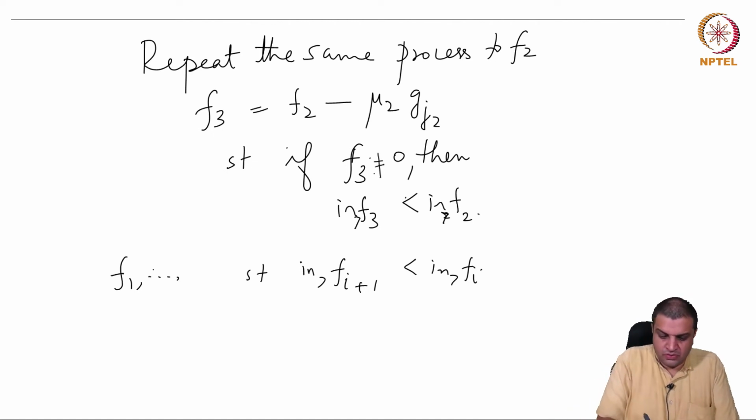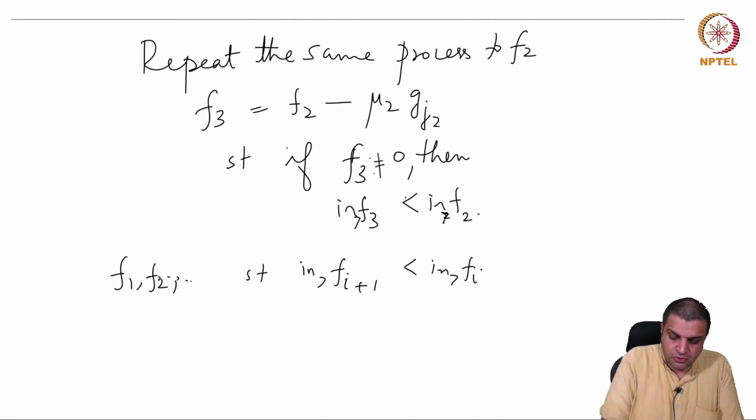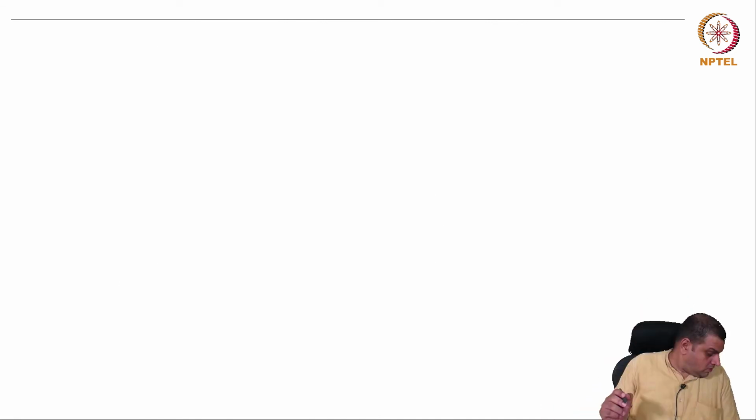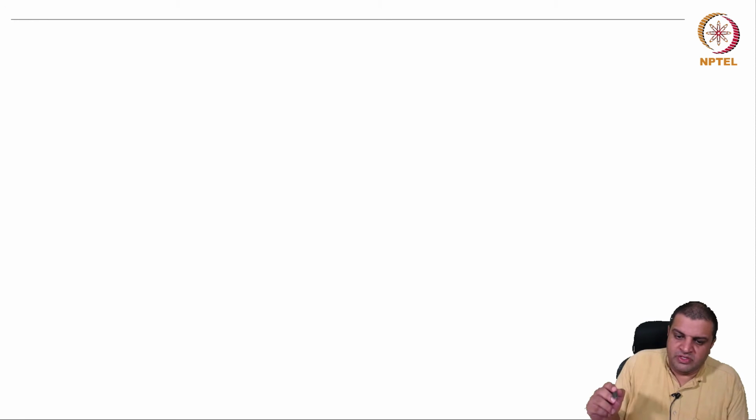So f1, f2. Remember, this is a descending sequence of monomials. The initial monomial of f1 is the largest, then that of f2, then f3, and so on. We just have to prove that.